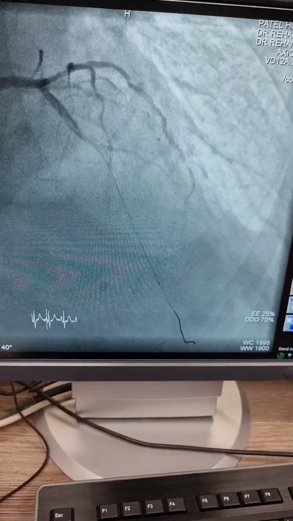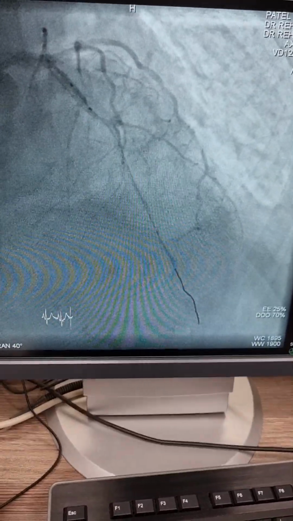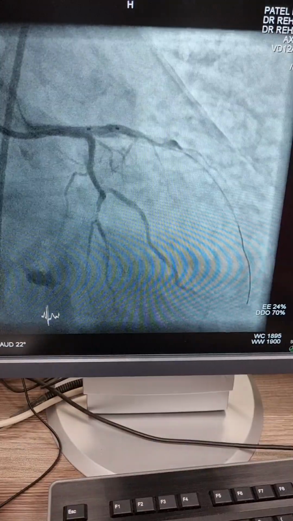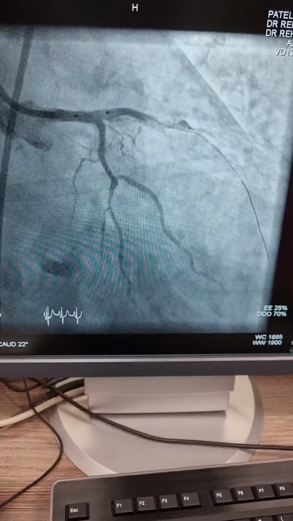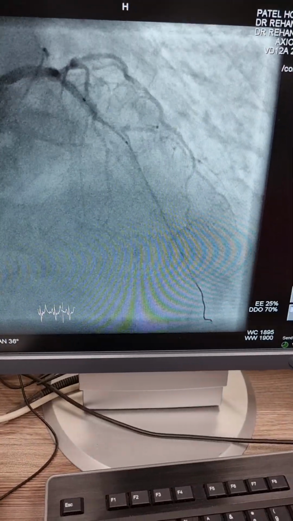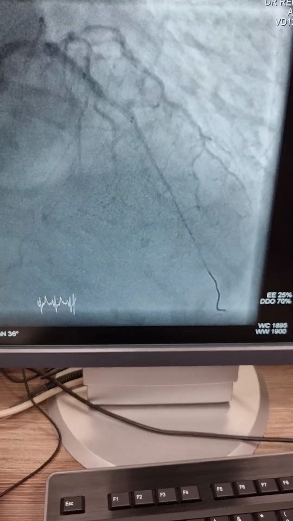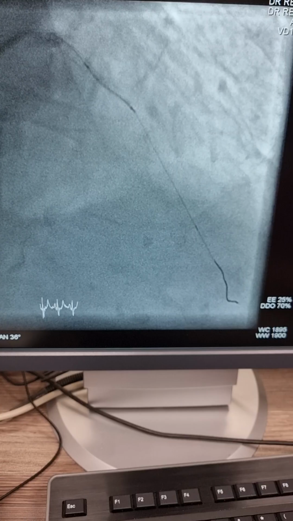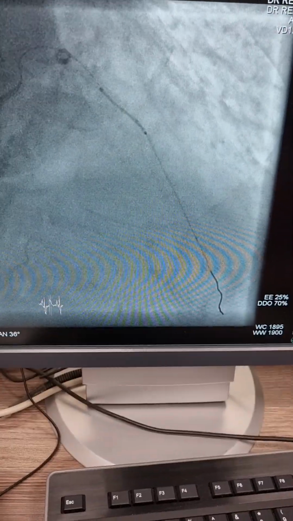So acceptable results obtained, and then it was time to go and crunch the calcium in the mid-segment. Different balloons used. The stent again was not able to pass, so I post-dilated the ostio-proximal stent with a 3.5 balloon. And then I took a 2.75 by 16 Neo Coroflex ISAR drug-eluting stent, overlapped in the mid-segment of the proximal stent, and then deployed that at 14 atmospheres.